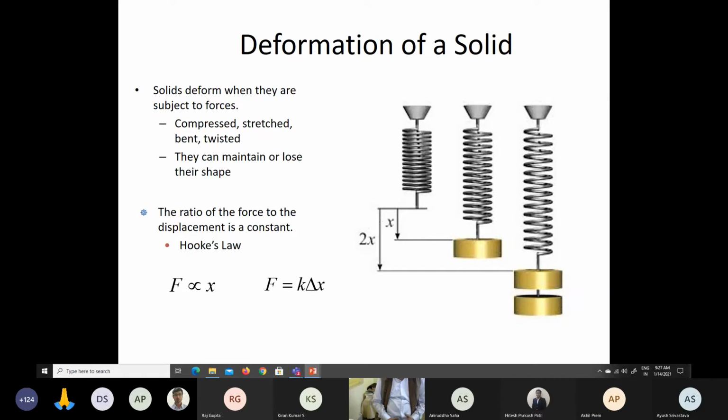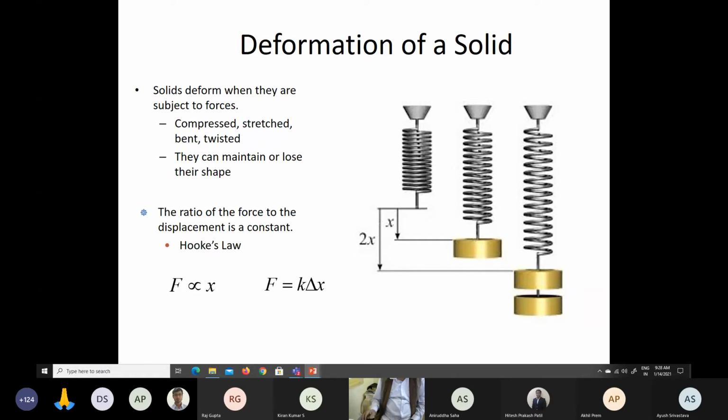They can maintain or lose their shape depending on the type of solid, but this deformation can be small in rigid materials and can be more prominent in more deformable materials.